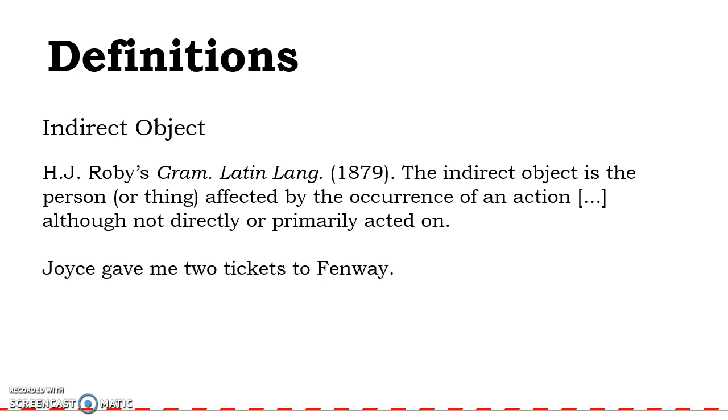Joyce gave me 2 tickets to Fenway. The verb is gave. The subject is Joyce. The direct object is tickets. That's the thing being given. But the tickets are being given to me. That's the indirect object. I am the indirect object in the sentence.